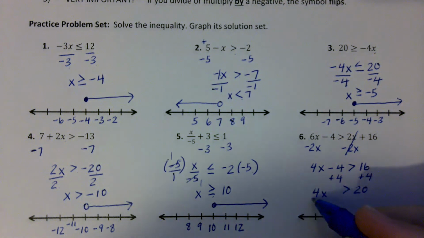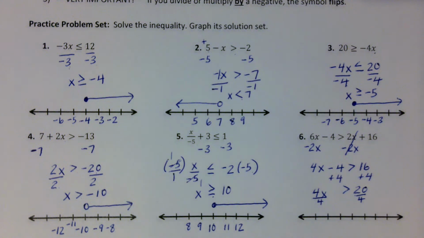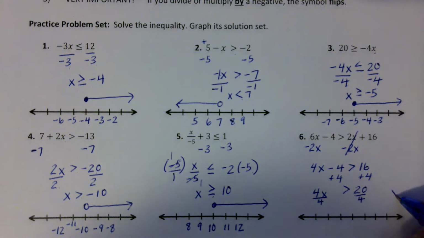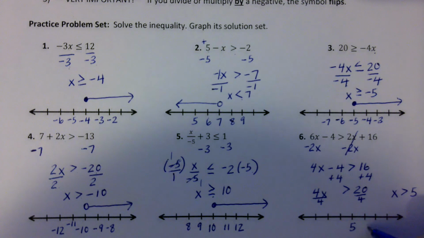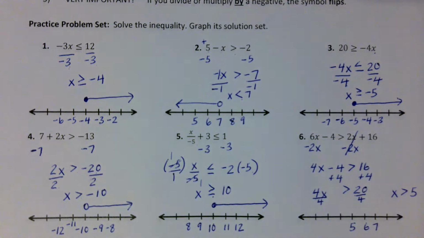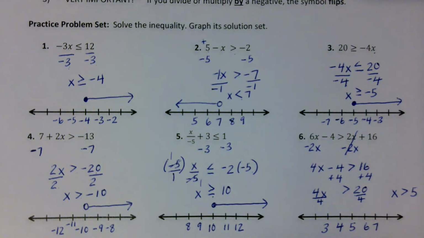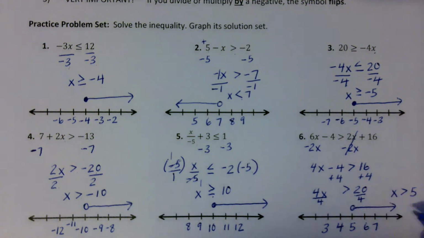Instead of multiplying by 4, I'm going to divide by 4. Did you divide by a negative? You did not. So the symbol stays in the same direction. We have x is greater than 5. 5 goes in the middle, and we have a few numbers to the right and the lesser numbers to the left. X is greater than 5. I'm going to have an open circle on the 5, and I'm going to have the arrow pointing to the right.